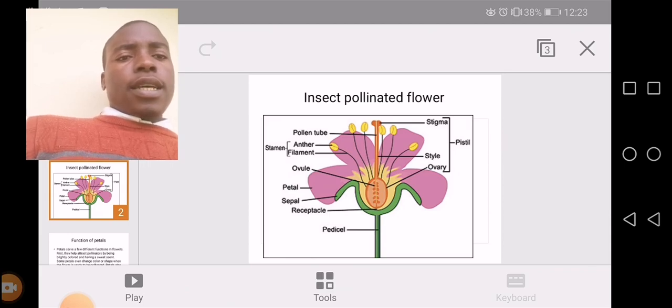The main features here are the pistil and the stamen. The stamen is the male and the pistil the female.